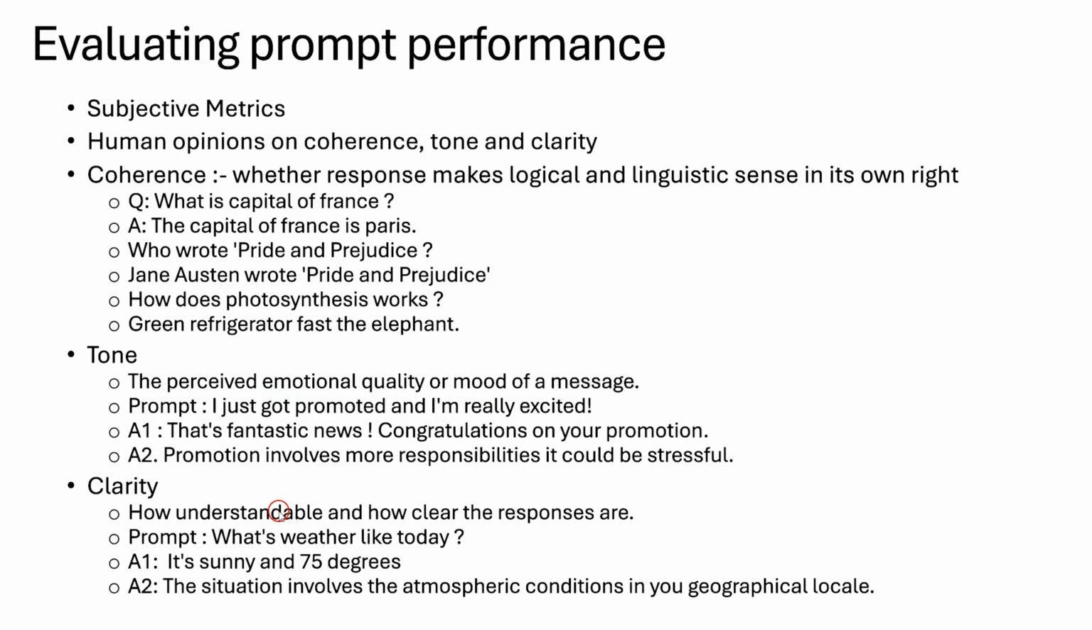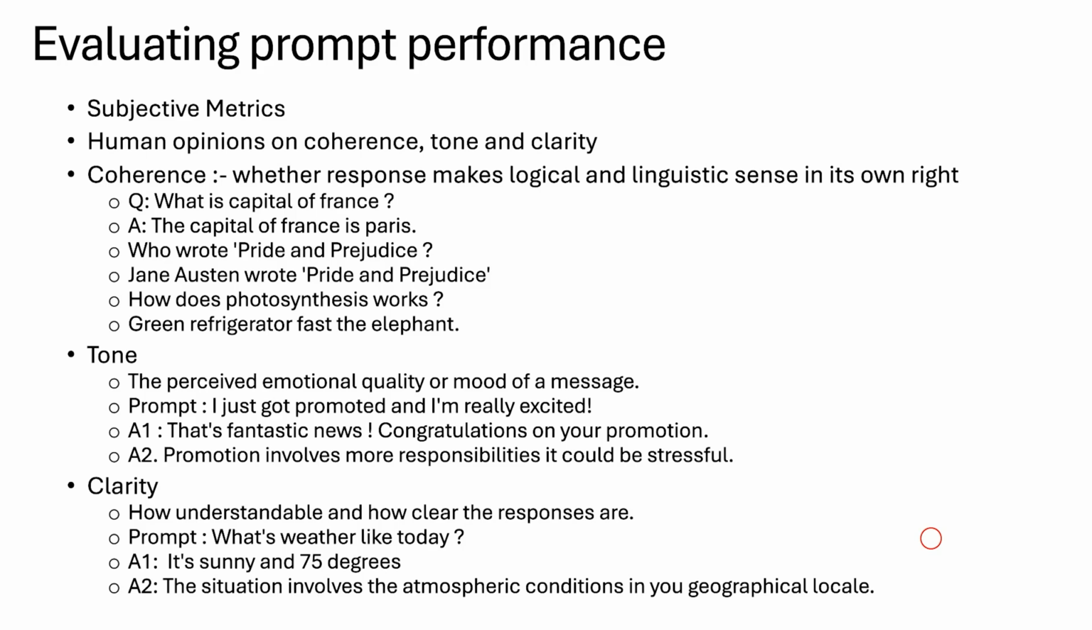The third one is clarity, how understandable and how clear the responses are. When we give a prompt like this, what's the weather like today? If the AI model responds, it's sunny and 75 degrees, it is straightforward, clear and understandable. But if you get another response like, the situation involves the atmospheric conditions in your geographical locale, it doesn't make any sense. It is not understandable, not a clear response.